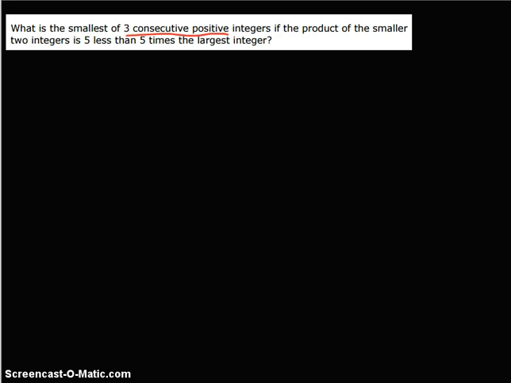So let's start by saying let our first smallest integer be x, and our second integer be y, and then the third one is z, which is the largest in this case. Now, since they are consecutive integers, for instance, if x is 5, then y is going to be 6, and z is going to be 7 because they are consecutive. So based on that, we can write y in terms of x as x plus 1, and we can write z in terms of x as x plus 2.